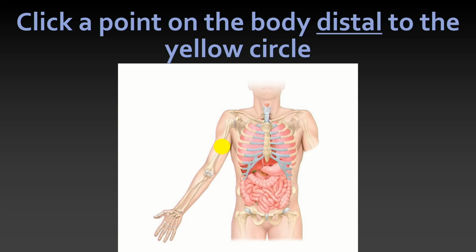Click a point on the body, distal to the yellow circle. Distal to the yellow circle. Distal. Superior and inferior. Common sense, you can sort that out. Distal to the yellow circle. Remember, the opposite was proximal. Not as obvious. You're going to see how much work it takes to put these questions together in a second. There you go. Nice job. Distal to the yellow circle.